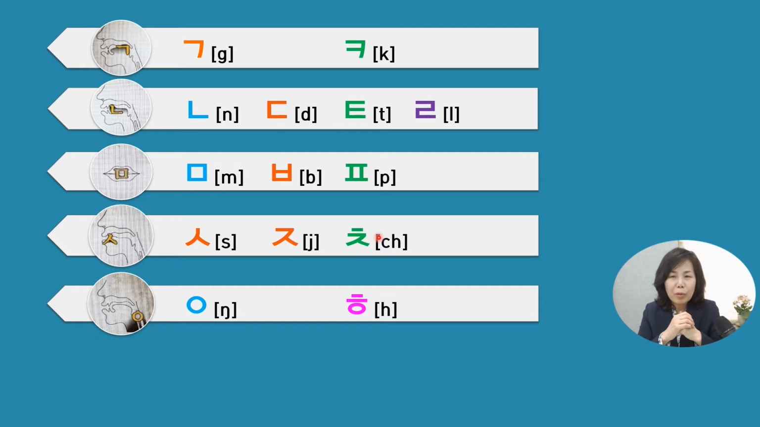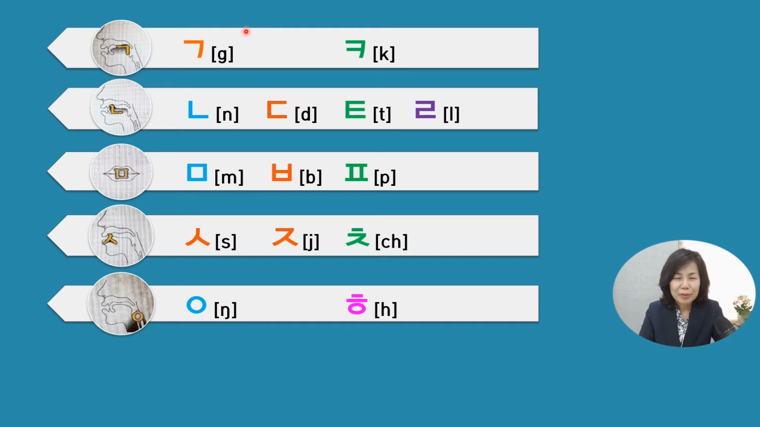Do you remember what I said the last time? When you add a stroke, the sounds get stronger. I mean, 크, 트, 푸, 츠, the aspirated sounds, were formed by adding strokes to the plain 그, 드, 부, 즈.